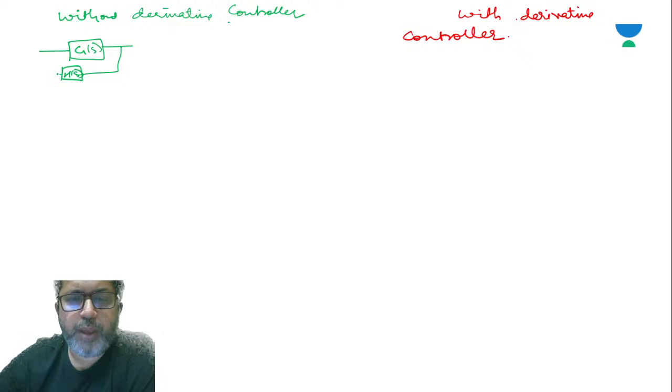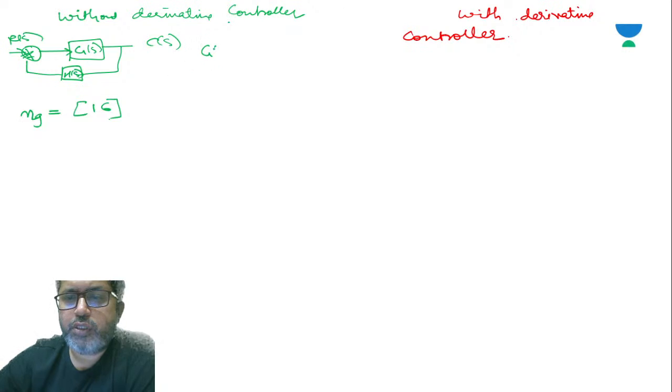This is the feedback function. First, the numerator of G is equal to 16, because G(s) is equal to 16 upon s square plus 1.6. The denominator of G has an s square term, no s term, and a constant term.